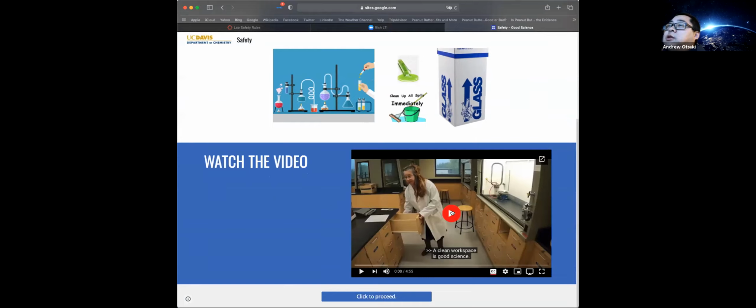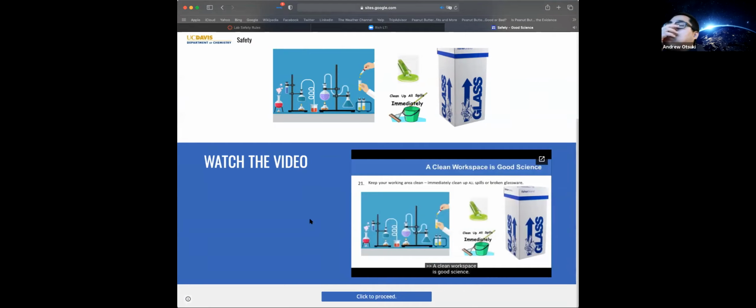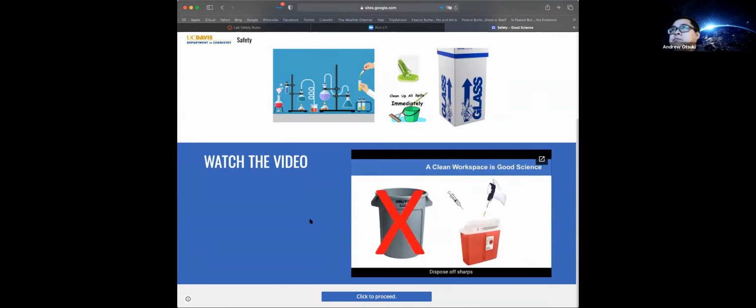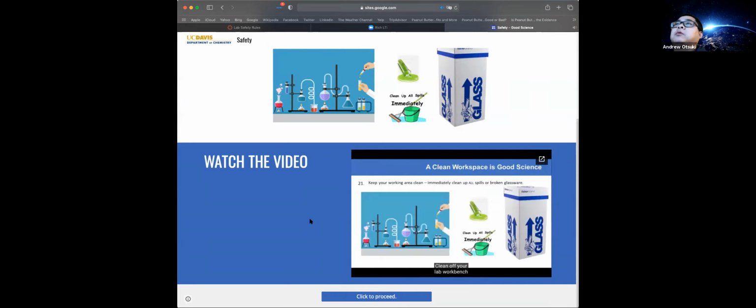So these are going to demonstrate the lockers that you would have been using. So here we go. A clean workspace is good science. Keep your working area clean. Immediately clean up all spills or broken glass. Dispose of sharps in their appropriate container. Do not dispose of pipette tips in the regular trash. Clean off your lab workbench before leaving the laboratory.